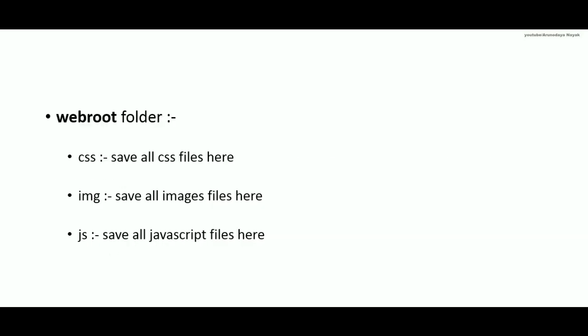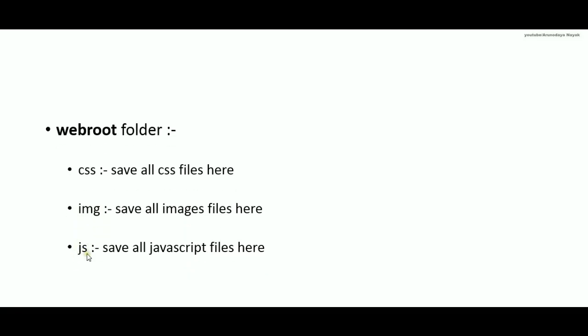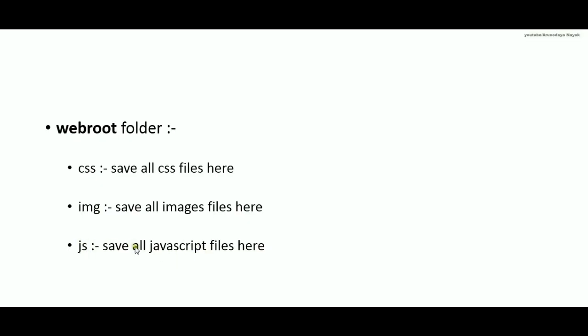The third one is the webroot folder. It consists of some folders, just like a CSS folder. It stores all CSS, custom CSS, and all CSS libraries you can store in this particular folder. There is a folder called img, which stores all the images, and the JS folder, where you can store all the JavaScript files and JavaScript libraries also, just like jQuery. You can store all these things in this particular folder.